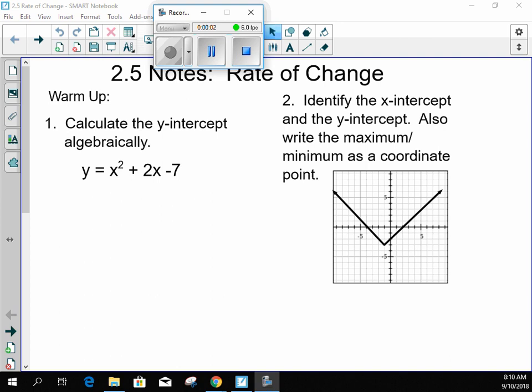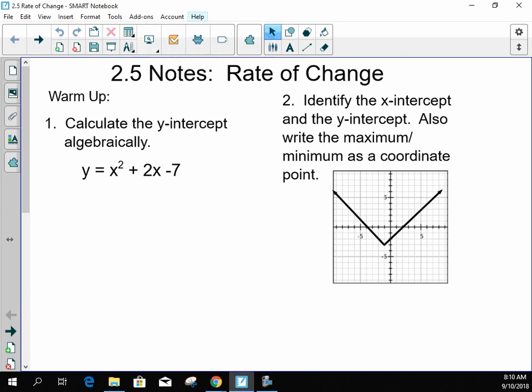Okay, this is 2.5. We're going to talk about rate of change. I need to calculate the y-intercept algebraically. That means don't graph this. Calculate it using algebra. How do I calculate that? I have $20 for anybody who can answer that question.